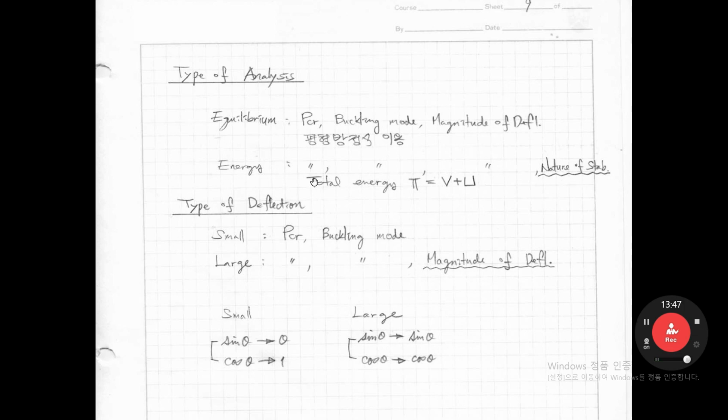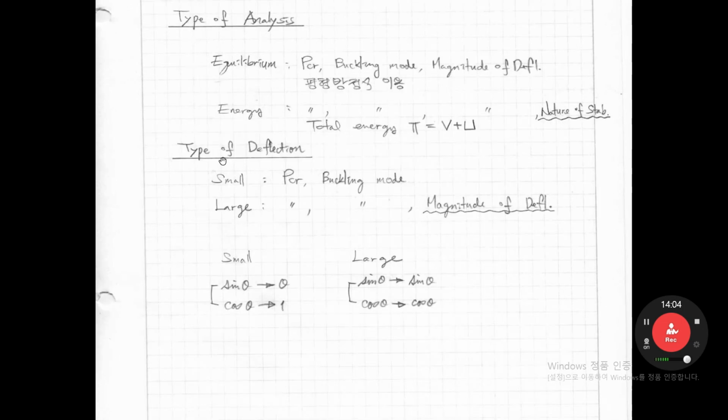Additionally, this energy method can get the nature of stability. I can show some examples, okay, then you can understand clearly. Another one is the type of deflection. There are two different types: small deflection and large deflection.